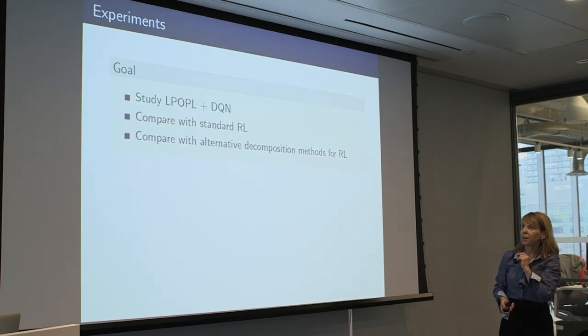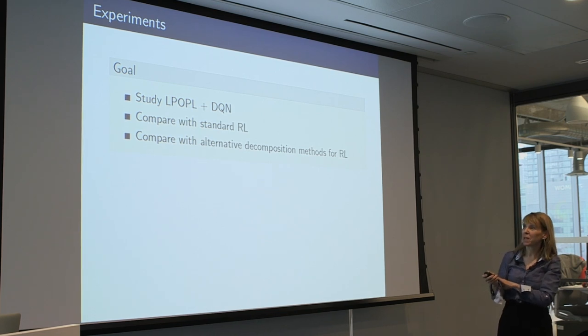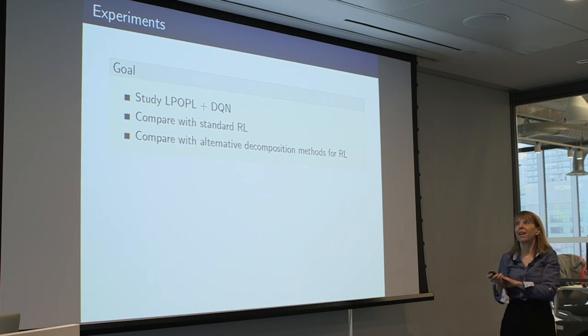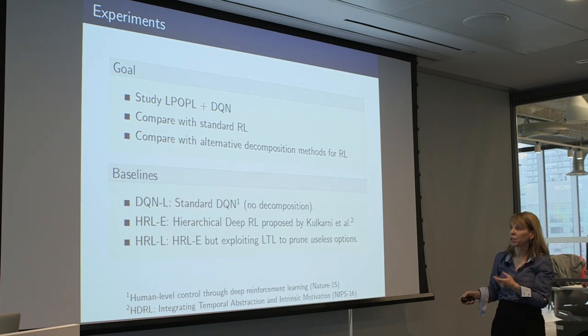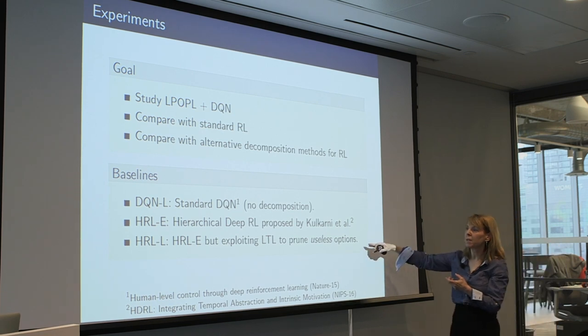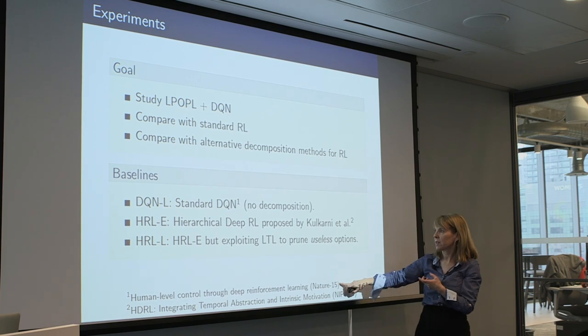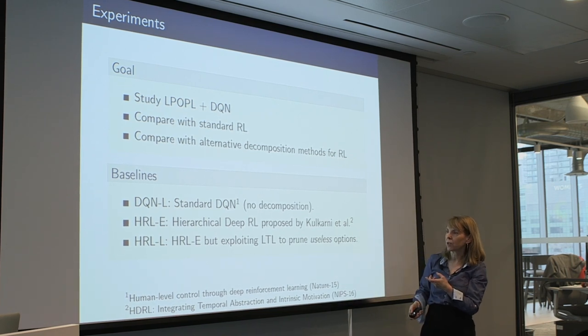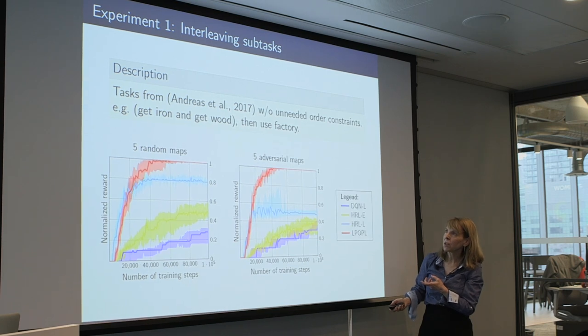So again, I think I'm getting low on time, so I'll try to speed up a bit. We studied LPOPL, LTL progression with off-policy learning, and DQN. We compared with standard RL, and we compared with some alternative decomposition methods, some hierarchical decomposition methods. We had three baselines, DQNL, which was based on this Nature 15 paper, and two hierarchical learning techniques. So this was actually sort of interesting.